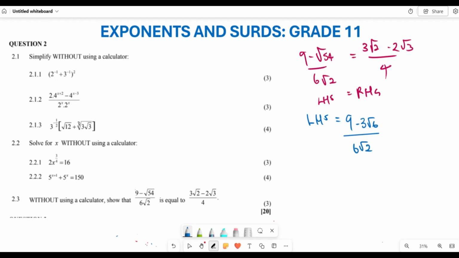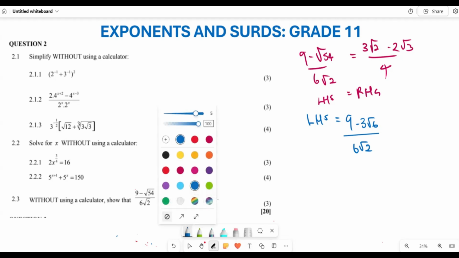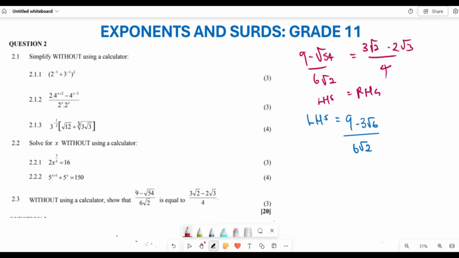Now, what is the first thing that I'm going to do from here? I want to solve my numerator, and in my denominator I want to have a whole number. So I must start by multiplying by root 2 here and also multiply by root 2 there. I'm going to multiply my numerator with root 2 and also my denominator with root 2. Are we fine?